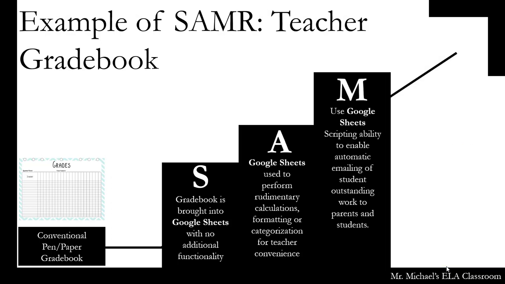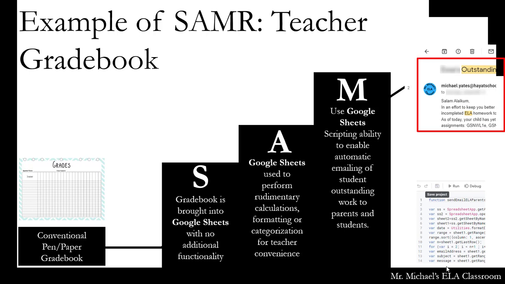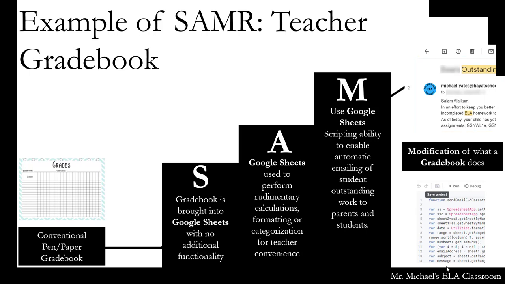Okay, so now modification. We use the Google Sheets scripting ability to enable automatic emailing of students' outstanding work to parents and students. Now, this is a modification of the actual task. A gradebook is usually not used for this. We are basically using the technology to enhance and modify the actual ethos of what a gradebook is. So we bring it into Google Script, and we just send out emails saying your son needs to complete this and this at this time. This is what a modification looks like, because this is a modification of what the gradebook is actually doing.